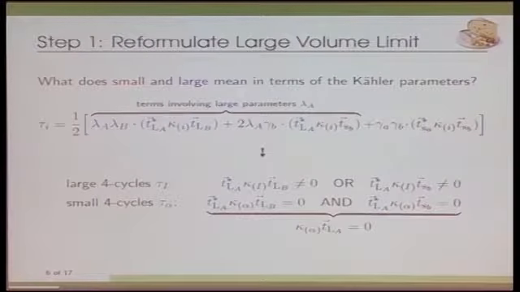So what does small and large then actually mean in terms of those Kähler parameters? Now, if you take the definition of the taus, as mentioned before, and simply plug in this split up vector here, you get this expression, and you basically just have to do a power counting for the lambdas.